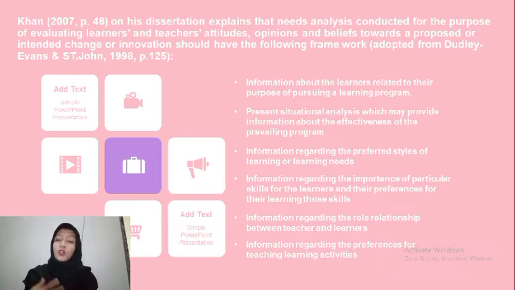Number 4, information regarding the importance of particular skills for the learners and their preference for learning those skills. Number 5, information regarding the relationship between teacher and learners. And number 6, information regarding the preference for teaching and learning activities.